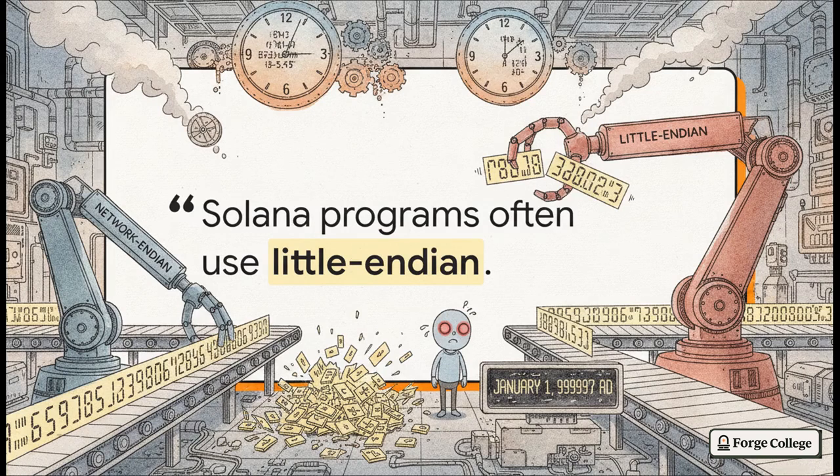See, standard internet protocols usually read numbers from left to right. That's called network endian. But Solana programs overwhelmingly use little endian. That means we actually need to read the number bytes backward. If you forget this, and people do, a timestamp from today will suddenly decode to a date literally millions of years in the future, and your AI is going to start acting like some confused time traveler. Definitely not what we want.